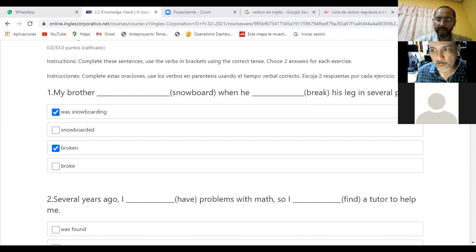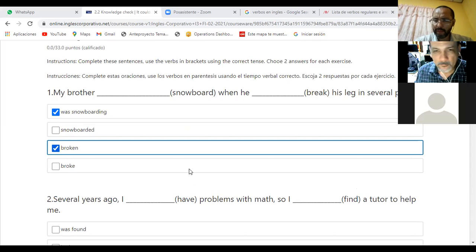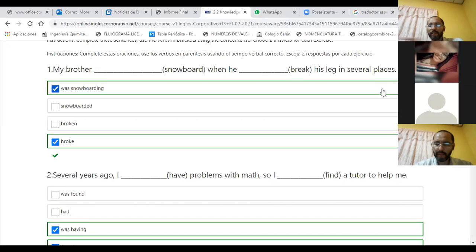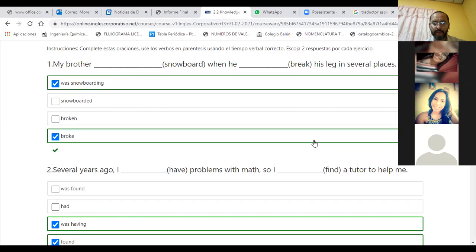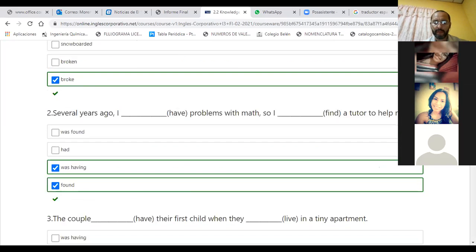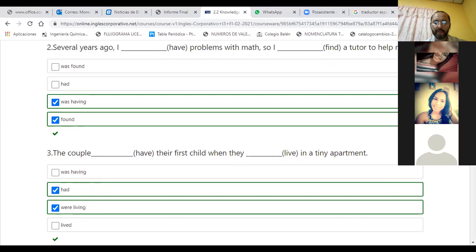My brother... Having problems with, I found a teacher to help me. In number two: several years ago, I was having problems with math, so I found a tutor to help me.